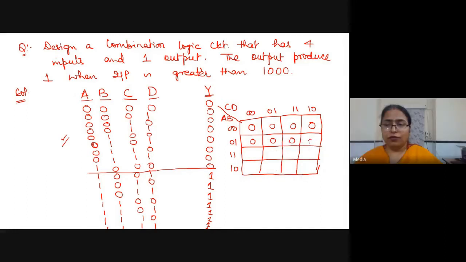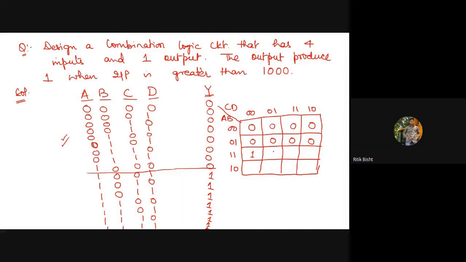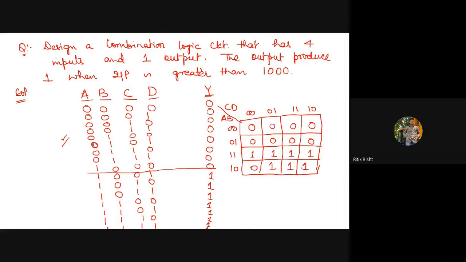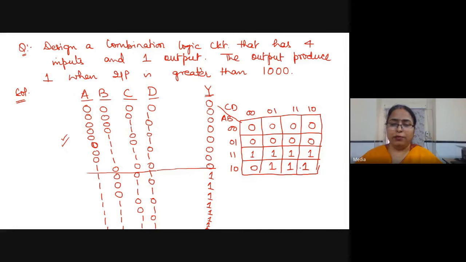Then 1 0 0 0, ma'am, 1. Very good. Then 1 1 0 0, 1. Very good. 1 1 0 1, 1. Very good. Next, 1 1, 1. Next, 1 1 0 0 0... 0, ma'am. Very good. This is also 1. And all these are 1. So now you have plotted the truth table on the K-map, right?